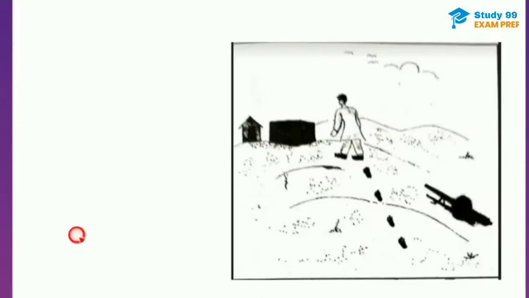Now the next picture that I'm showing you is this one. Okay, just observe this picture and think of the variety of ideas that you have.